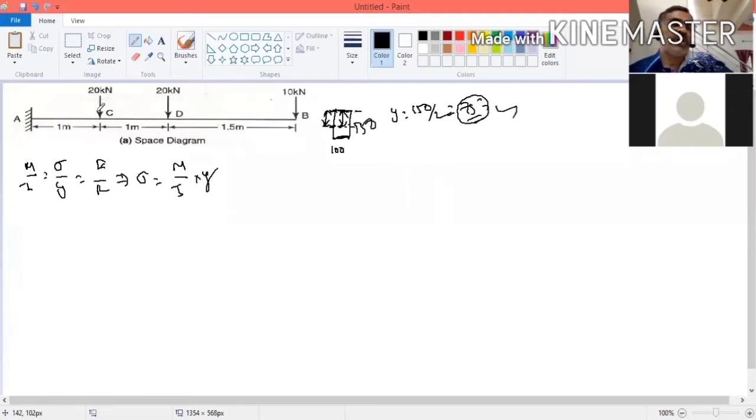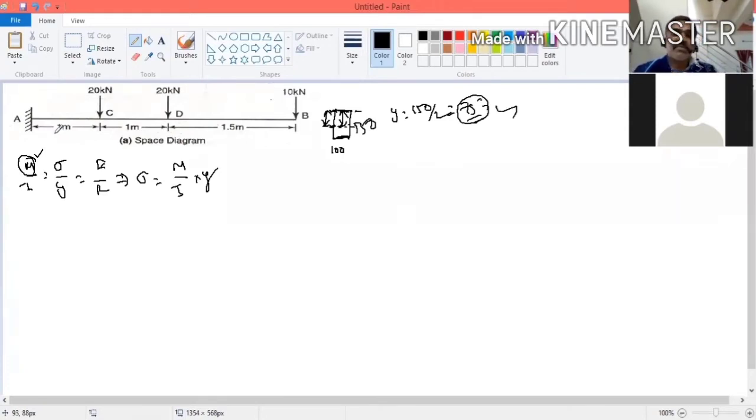Okay. Now, how to calculate M? If you want to find the maximum stress, sigma max, then you have to substitute the maximum bending moment. In most cases we do not know the maximum bending moment point. At which point the maximum will be acting, we will not know directly by seeing the diagram. So what you have to do is draw the bending moment diagram.